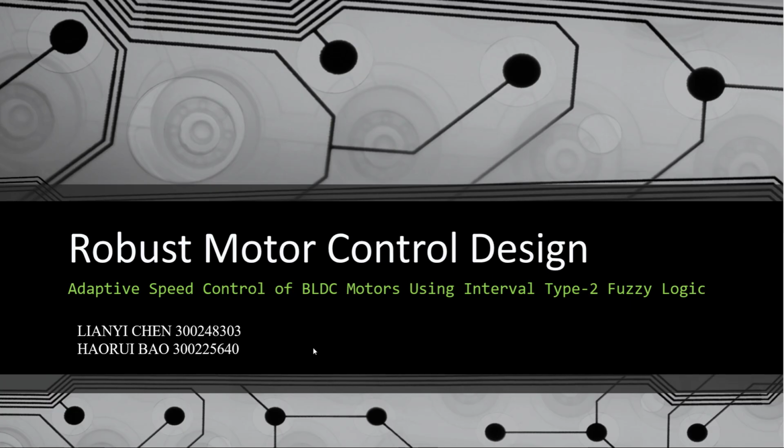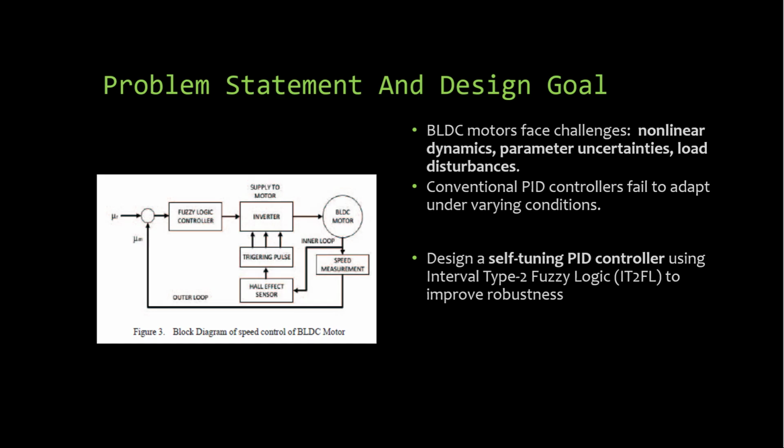The topic is robust motor control design on adaptive speed control of BLDC motors using interval type 2 fuzzy logic. For the problem statement, BLDC motors face multiple challenges like nonlinear dynamics, parameter uncertainties, and load disturbances, and conventional PID controllers fail to adapt under varying conditions. Our design goal is to design a self-tuning PID controller using interval type 2 fuzzy logic to improve the robustness.